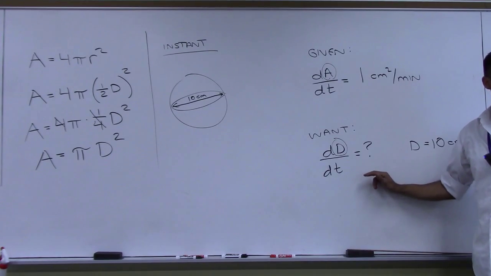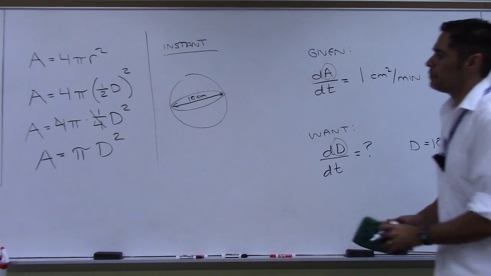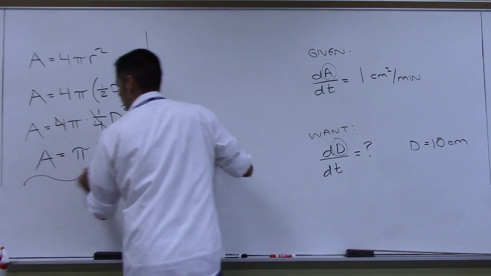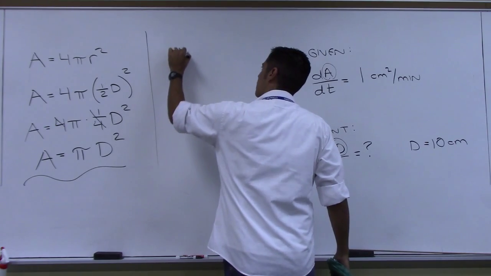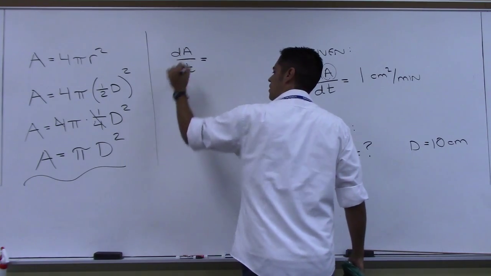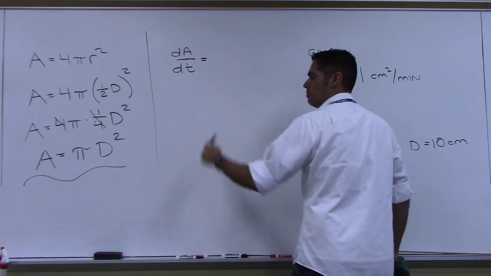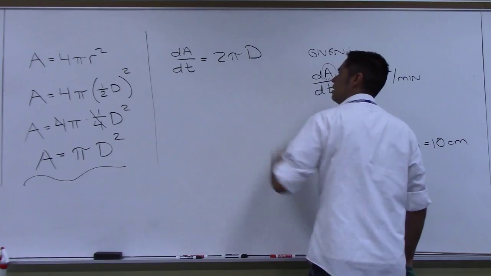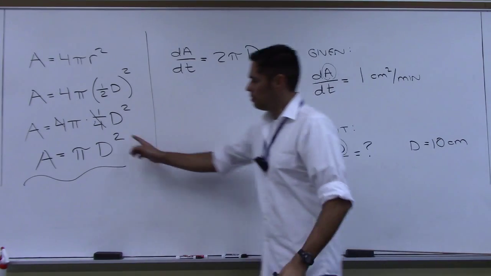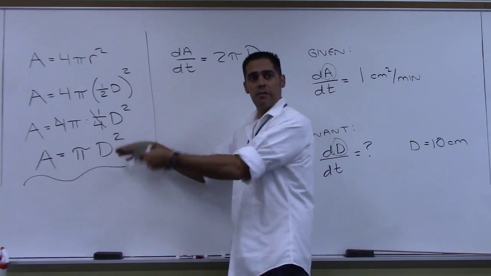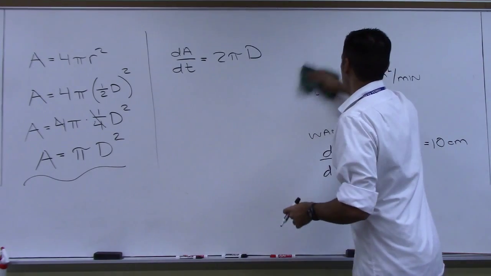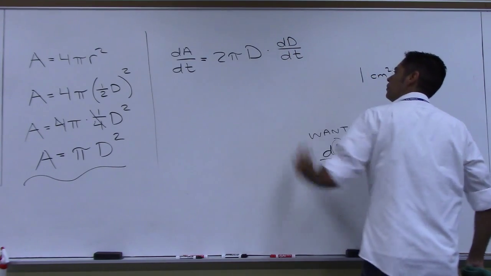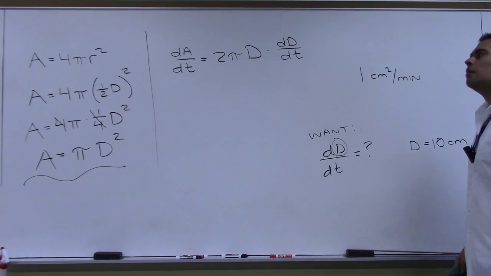And now you do your differentiation implicitly with respect to time. So when you differentiate that, what does the left side become? dA/dt. The right side, pi is a constant, so a 2 comes out, 2 pi, D to the first power. So 2 came out, D, and then chain rule, take the derivative of what's inside. The derivative of D is dD/dt. And that's it right there.